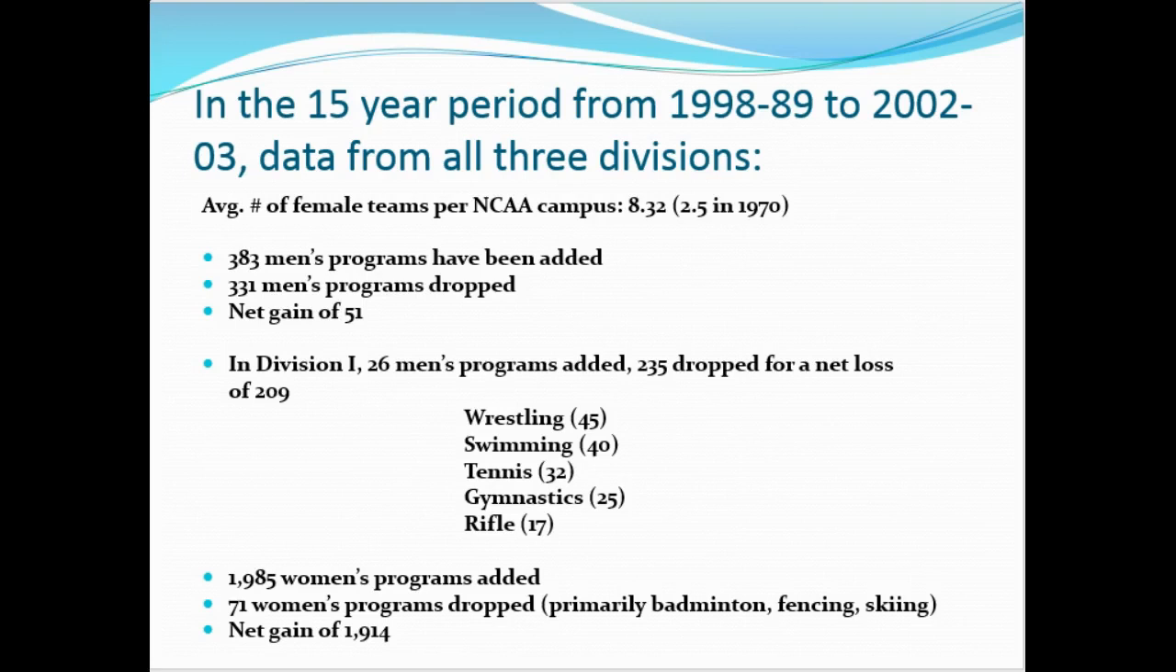Here are some of the stats that you can see of the programs that were dropped. Wrestling, swimming, tennis, and gymnastics were some of your top programs that were taken out for increasing equity within campus communities. On the women's side, we have almost 2,000 women's programs were added and 71 women's programs were dropped. Primarily, we look at programs that were badminton, fencing, and skiing. So almost 2,000 programs were gained through that longitudinal study.